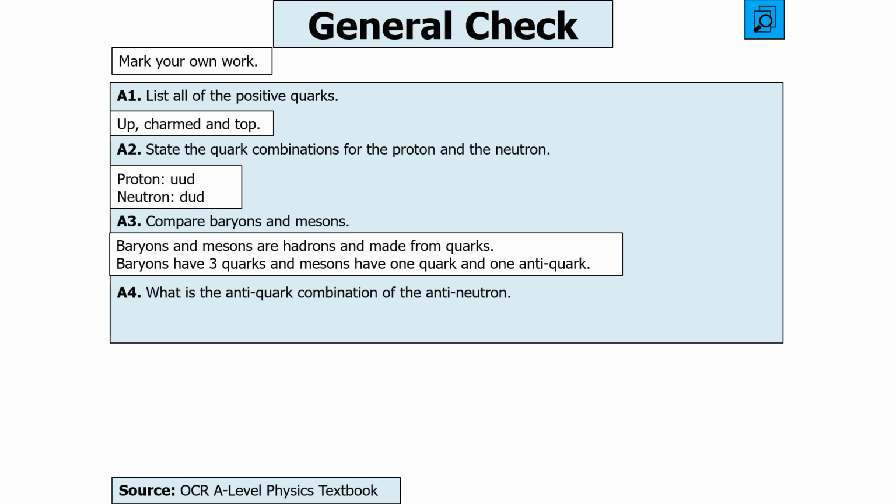Now, what's the antiquark combination of the antineutron? Well, it's the antiquarks of the neutron seen above. So it's anti-down, anti-up, anti-down.